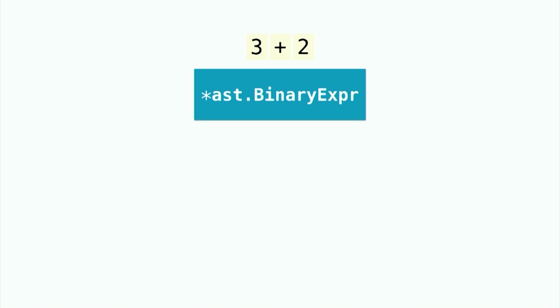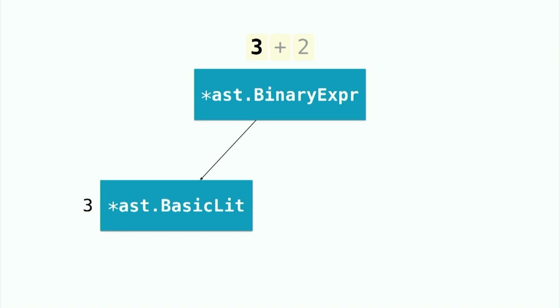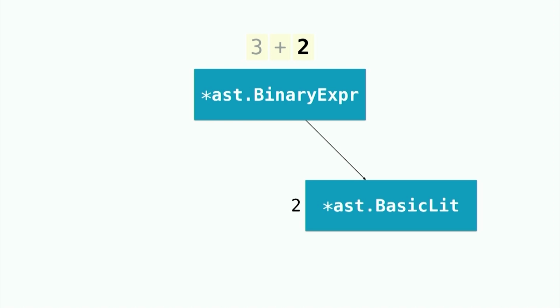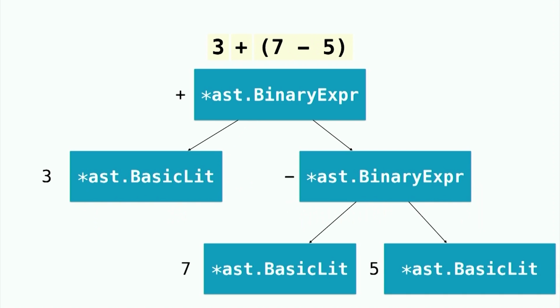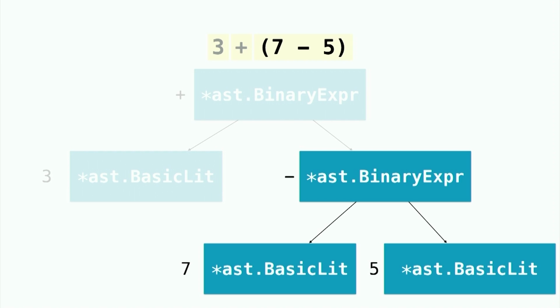So here we have a single node. It's called the binary expression, ast.BinaryExpr. And we can further expand this. The integer can be represented by a basic literal, just the 3. And the other integer, the number 2, can also be represented by a basic literal node. If you combine it and add an operand, the plus operand, this is the whole tree for this simple expression. Another example, and you see this is now actually two expressions. And this 7 minus 5 is another binary expression. So this is just a small example.